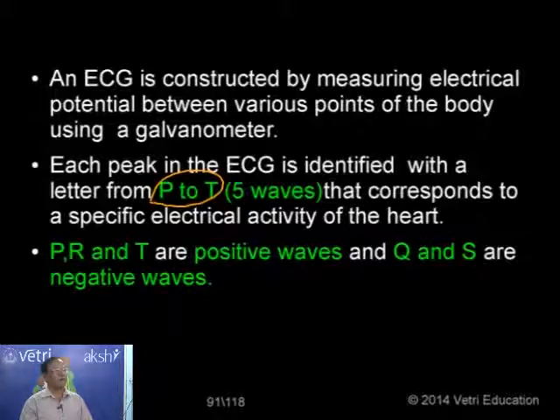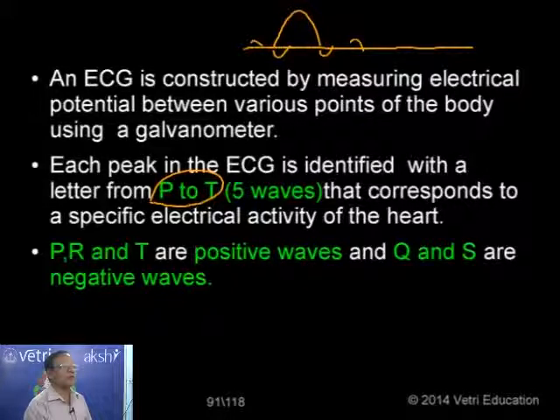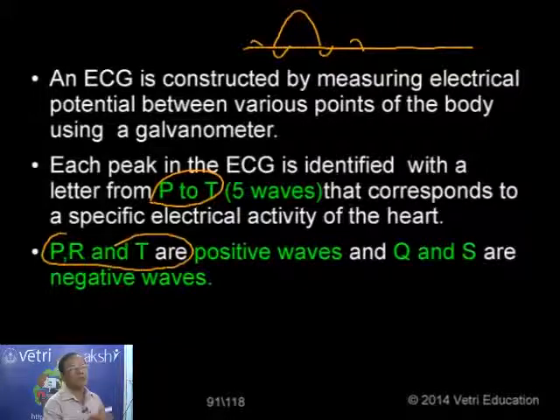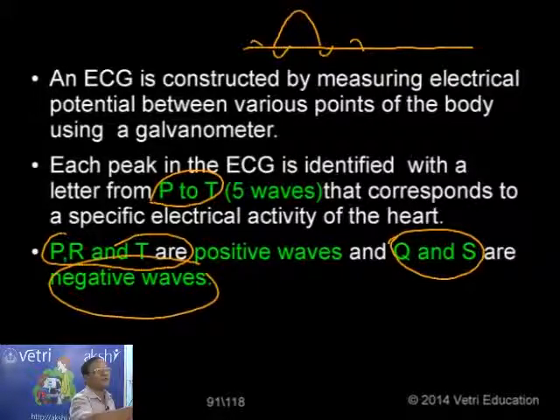Out of these waves, 3 waves are called the positive waves. They are going up. And 2 waves are called the negative waves. They run below the horizontal line. Suppose this is the base: there are 3 waves above and 2 waves below. P, R and T are the positive waves, otherwise called upward waves. Q and S are called the negative waves. They are nothing but the downward deflections.